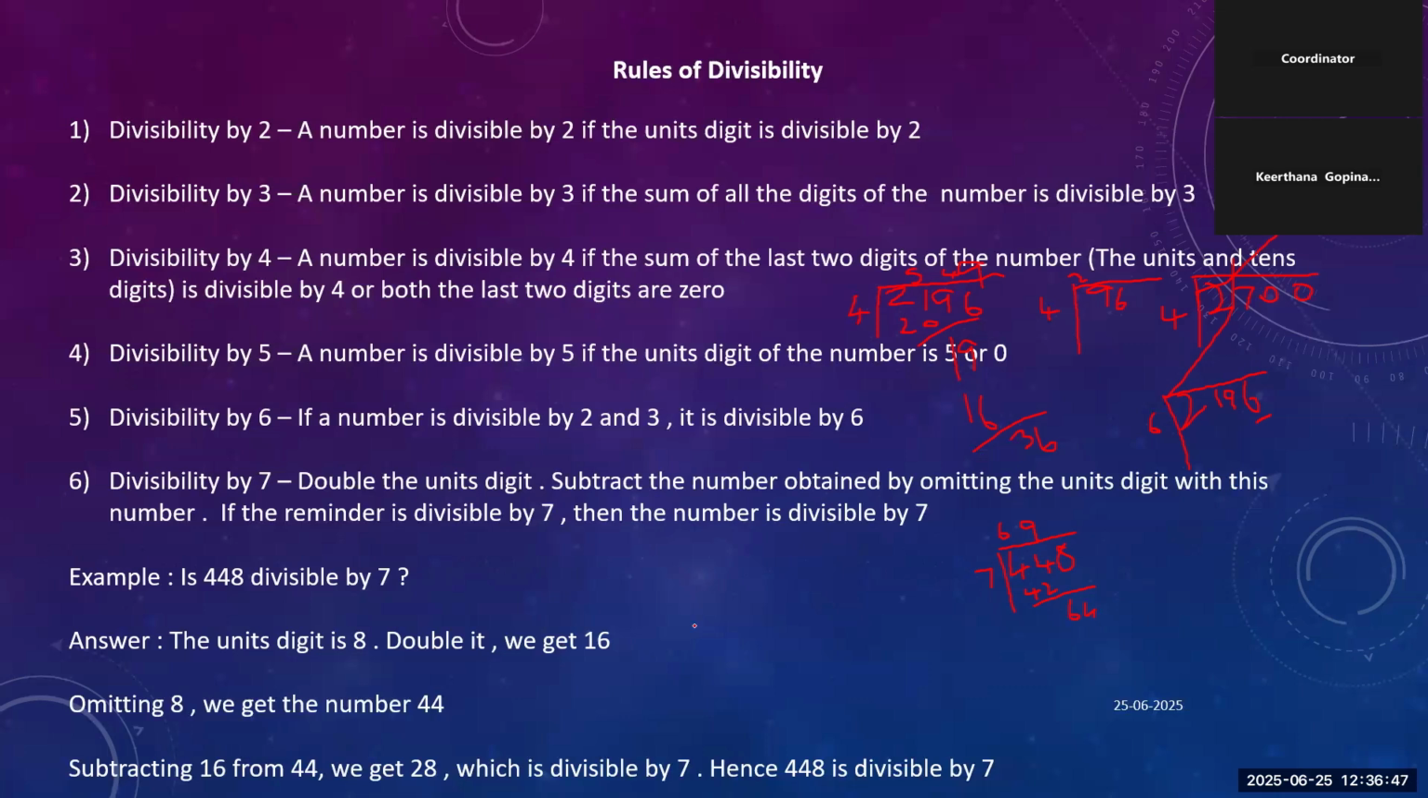So here what we do is, the units digit is what? 8. Double that, we get 16. 2 into 8 is 16. So from 448, remove 8, which gives 44. Subtracting 16 from 44, we get how much? 28. 4 sevens are 28. Hence 448 is divisible by 7.